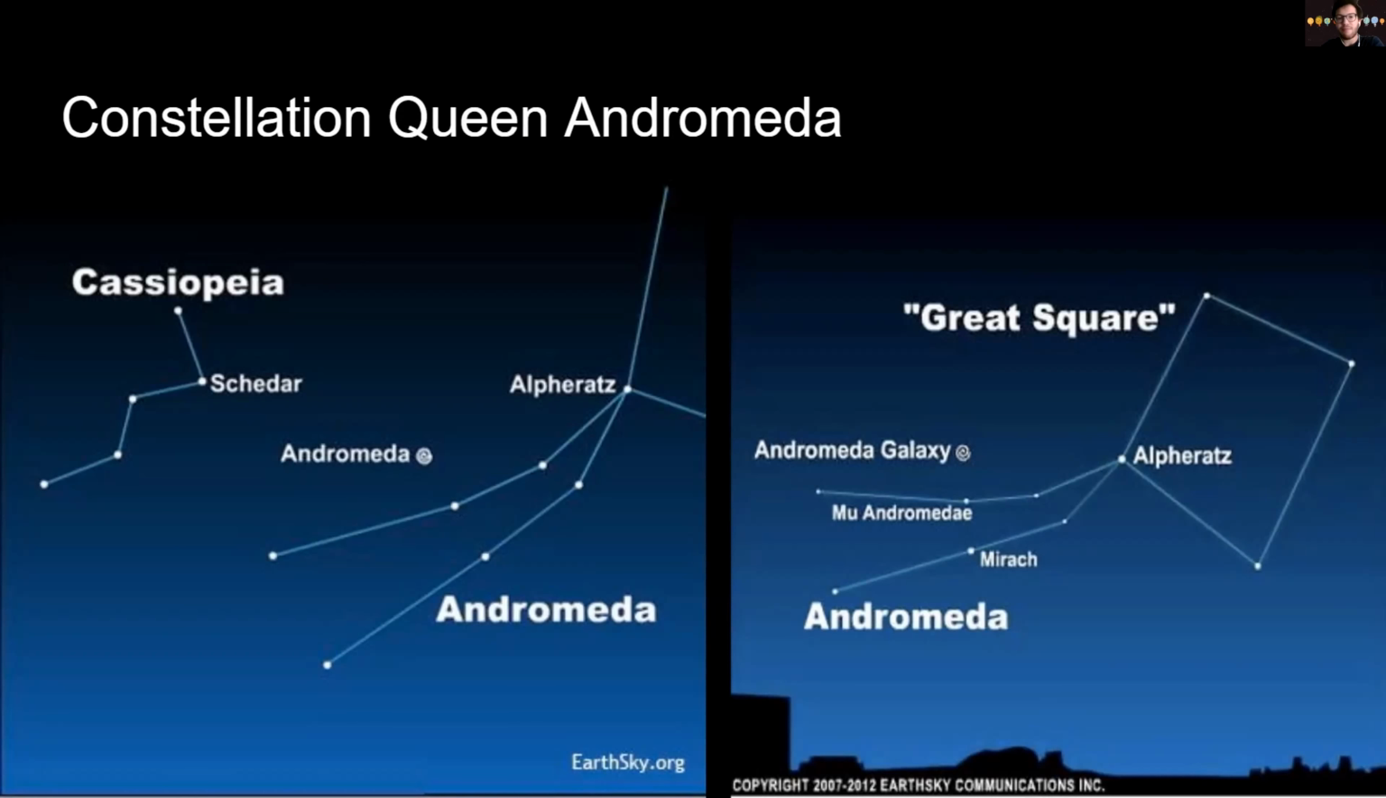And if you're not too sure, if you forget which of the angles you want to use, you can also refer to the Pegasus constellation and that great square of Pegasus, and that's going to also help guide your way to Andromeda. All right.